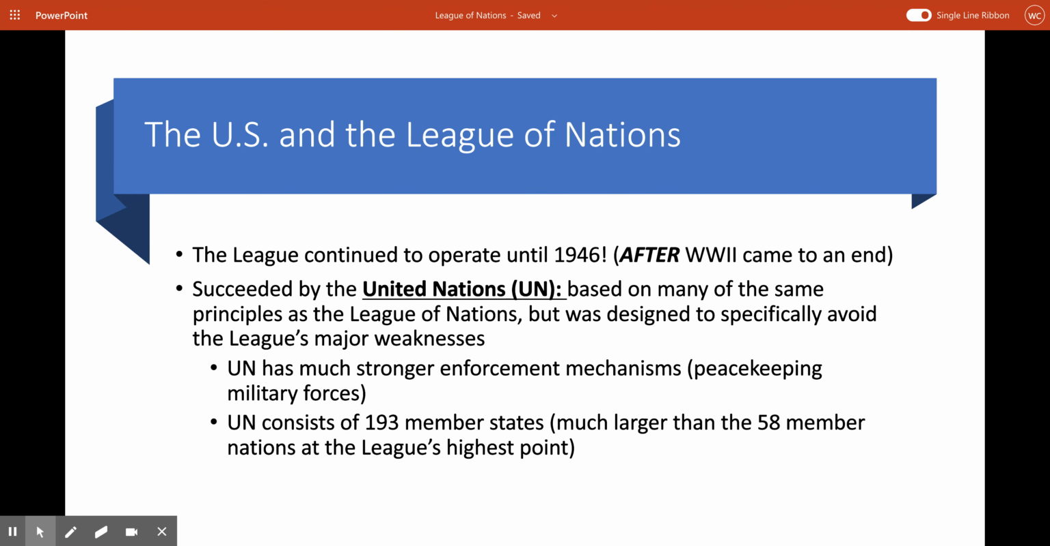So today, the UN consists of 193 member states, almost 200 member states. That's almost four times larger than the League of Nations was at its highest point. Remember, the League had about 58 member nations, whereas the UN, as you can see, is 193. So because of that, the UN is much stronger. It's a lot stronger and more effective at preserving peace. It's not perfect, but it's better than the League of Nations was.